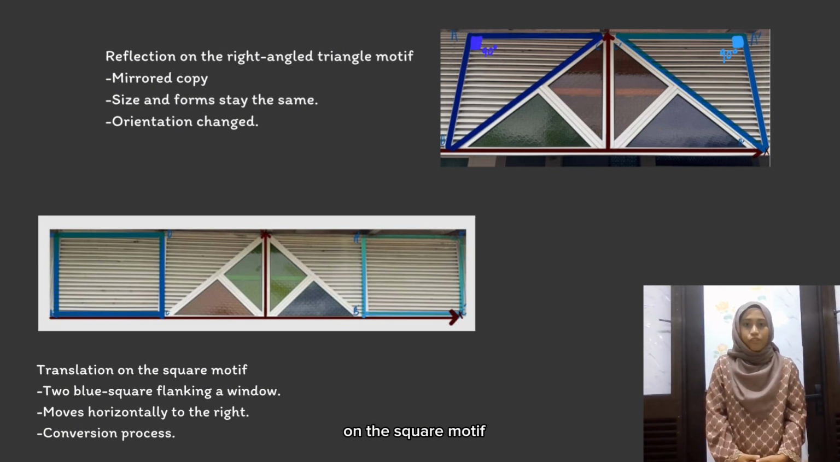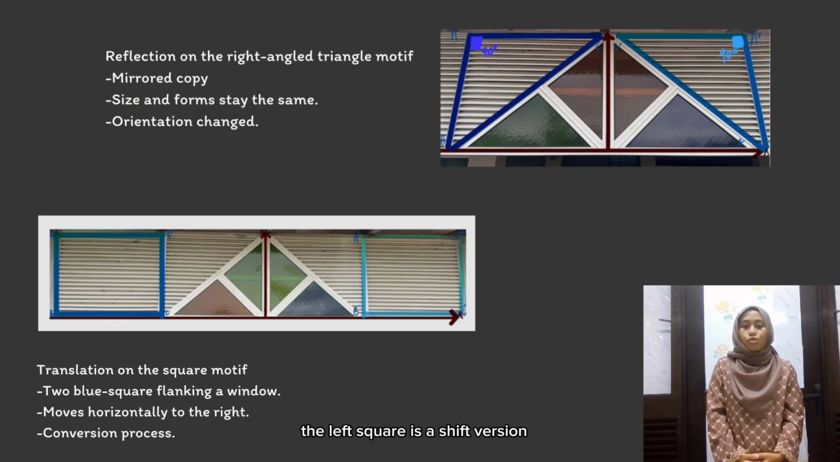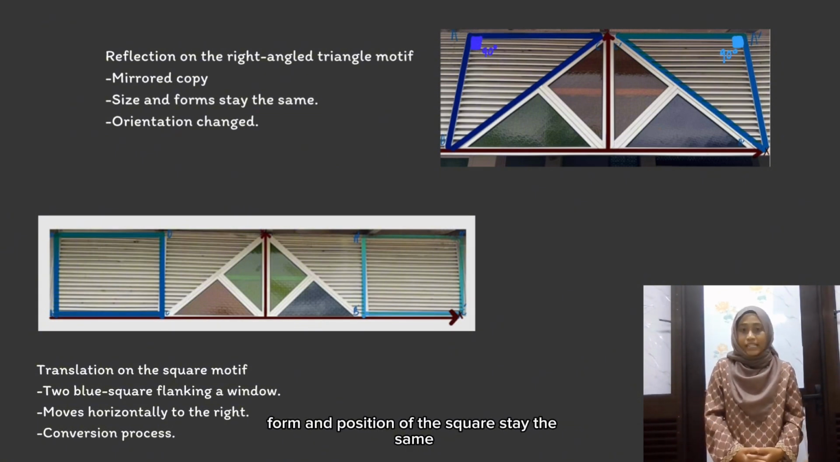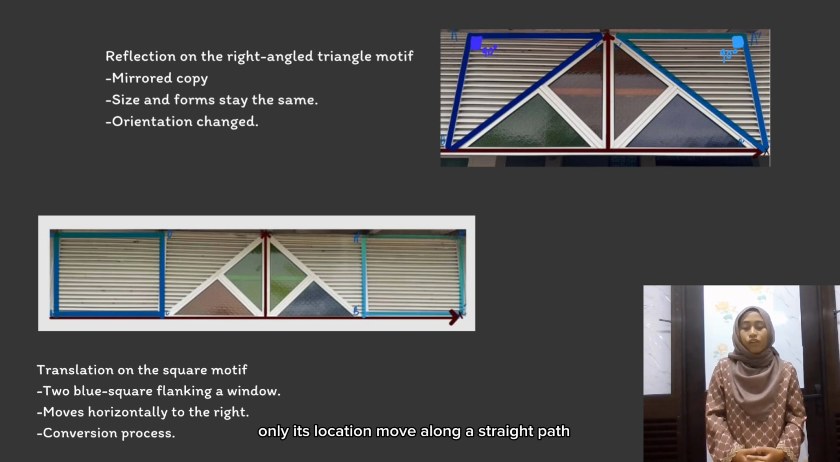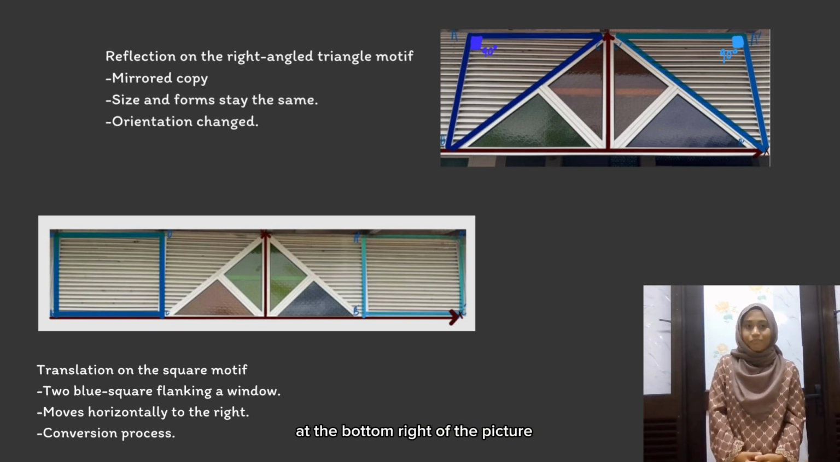Translation on the square. The picture displays two blue squares flanking a window. The left square is a shifted version that moves horizontally to the right, aligning with the location of the right square. This shows a transformation where the dimension, form, and position of the square stay the same. Only its location moves along a straight path, as shown by the arrow at the bottom right of the picture.